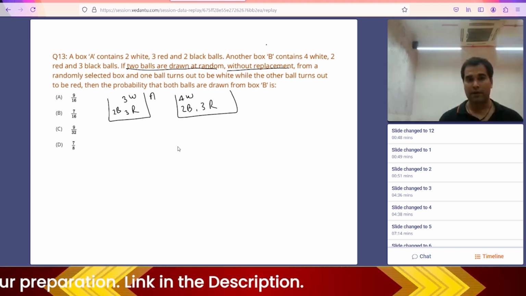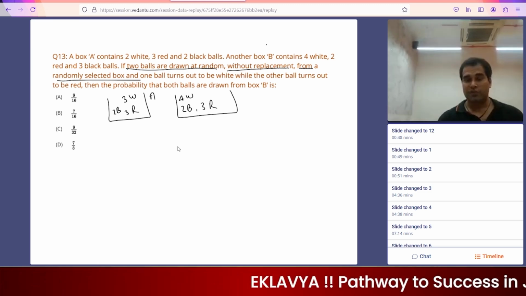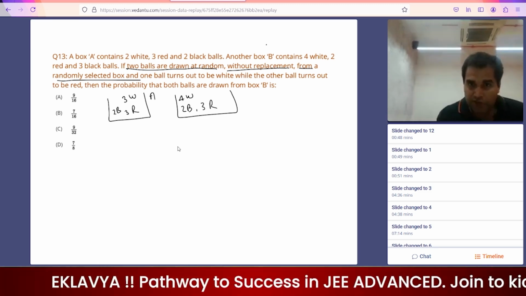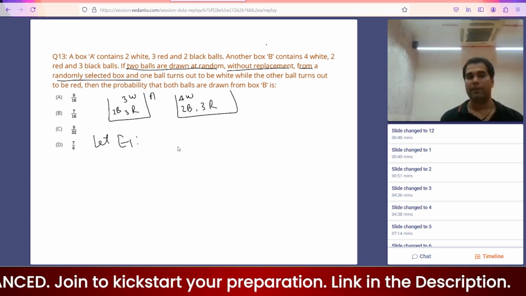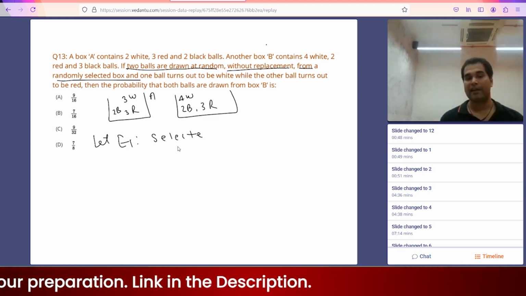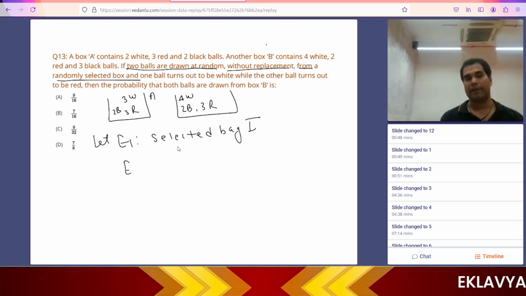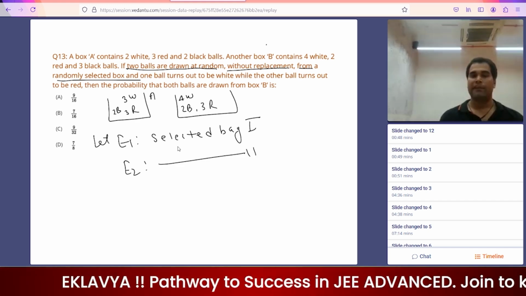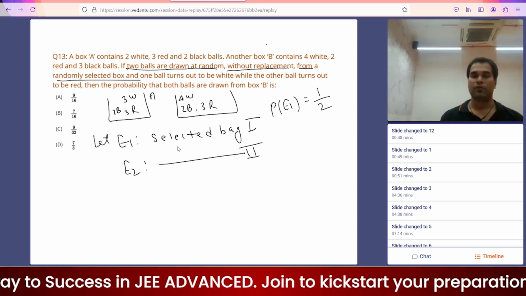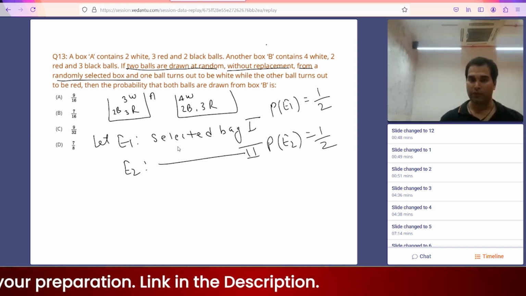If two balls are drawn at random without replacement from a randomly selected box, this question is based on Bayes theorem. Let E1 be the event that the selected box is 1, and E2 be the event that the selected box is 2. Since one of them is selected, the probability of E1 is 1 by 2, and the probability of E2 is also 1 by 2.